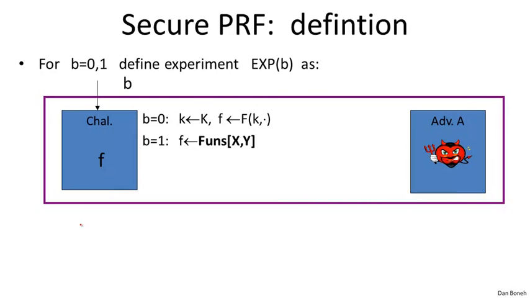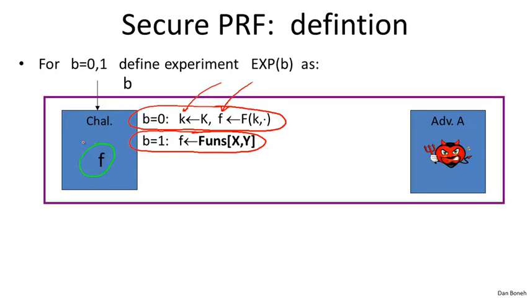In experiment 0, the challenger is going to choose a pseudo-random function. He's going to fix the key k at random, and that's going to define this function little f over here to be one of the functions implemented by the PRF. In experiment 1, on the other hand, the challenger is going to choose a truly random function from the set X to the set Y, and again we're going to call this truly random function little f. Either way, in experiment 0 or experiment 1, the challenger ends up with this little function f that's either chosen from the PRF or chosen as a truly random function from X to Y.